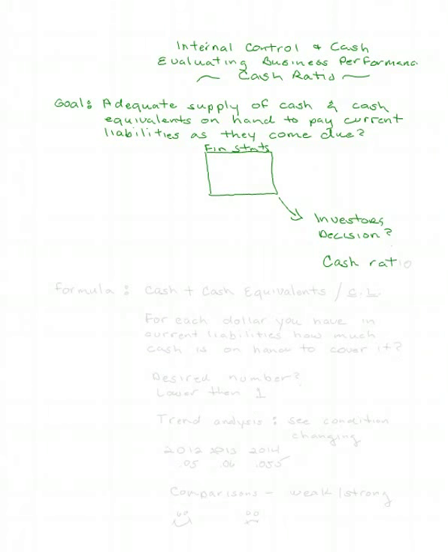Cash ratio is important because if you can't pay your current liabilities as they come due, there is no long term for you. You'll be out before you get there. So, what is the formula? Cash plus cash equivalents divided by current liabilities.